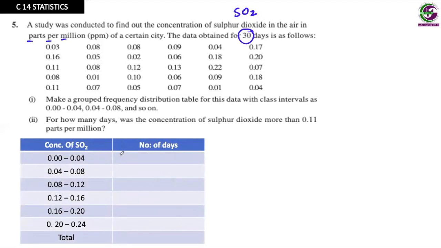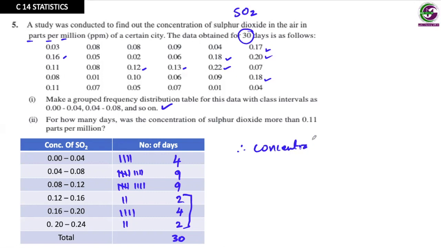0.03 will be here. This is the tally mark. And let's write down the frequency. And the total is 8, 12, 21, 30. So first part is done. For how many days was the concentration of sulfur dioxide more than 0.11? It's better to take the value from the raw data. More than 0.11, so we have 1.